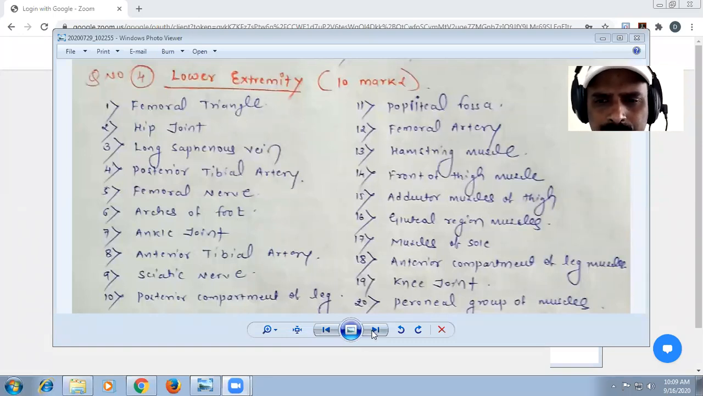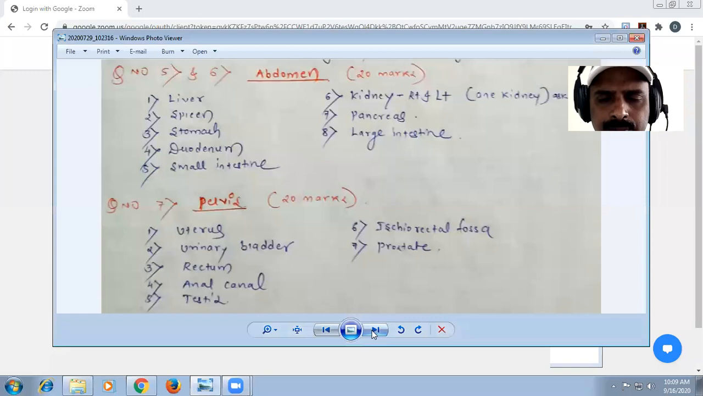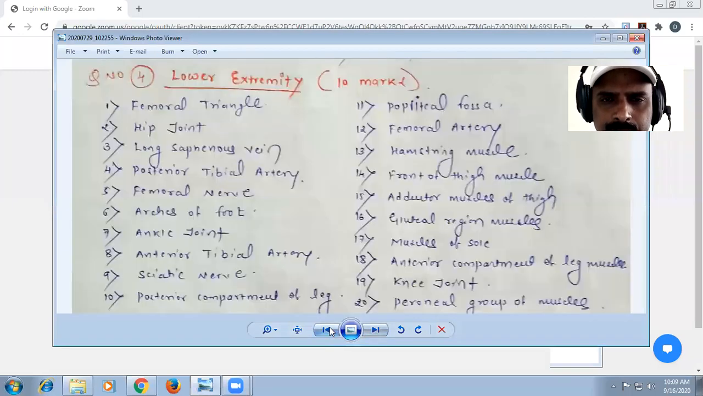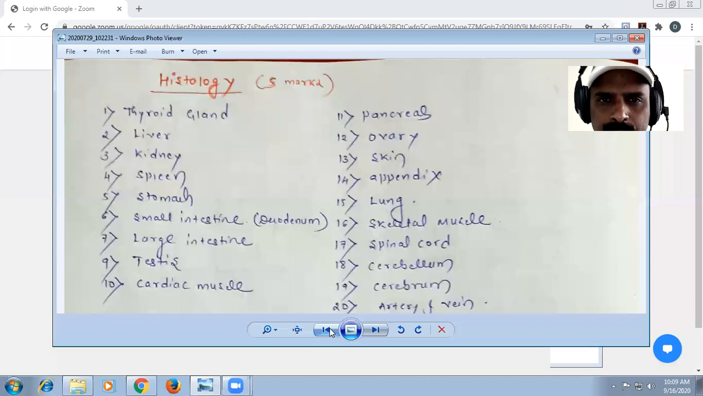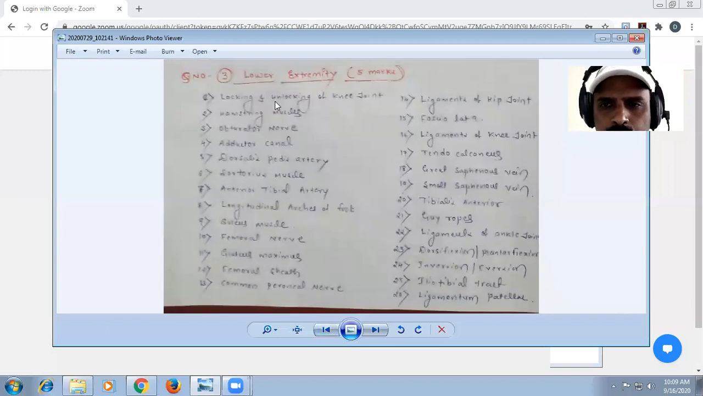I am not telling you about everything, you have to write almost all of the lower limb, but for lower extremity, these are the other topics we have dealt with for the 5 marks.